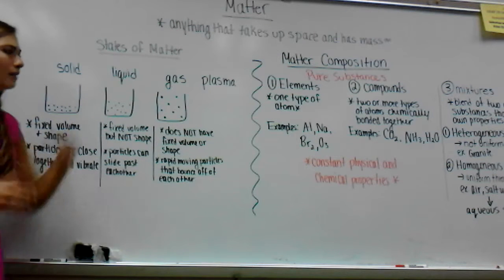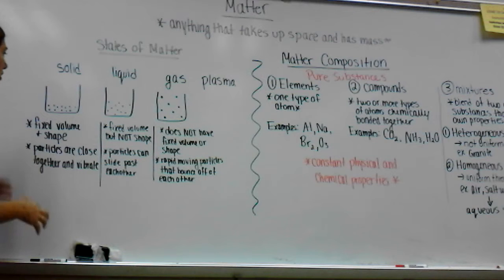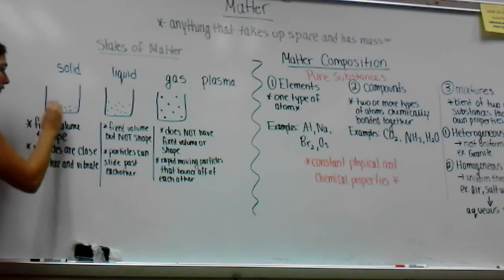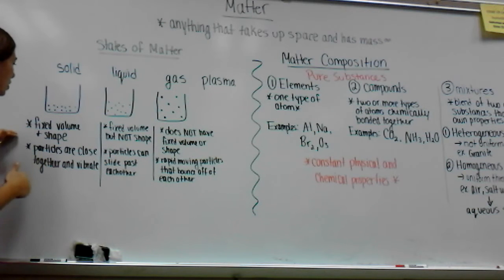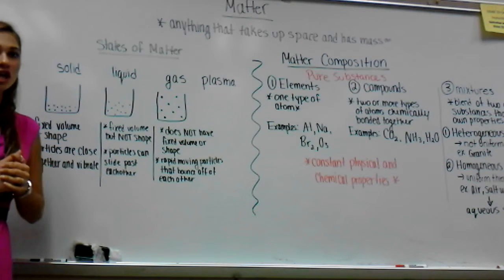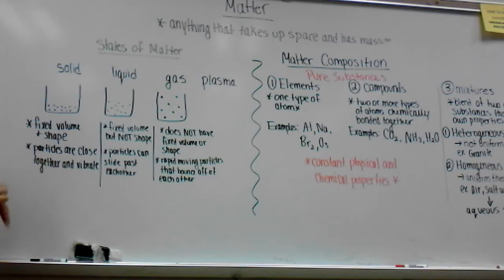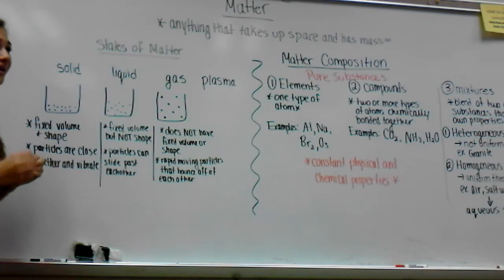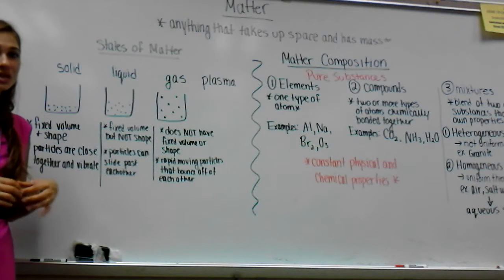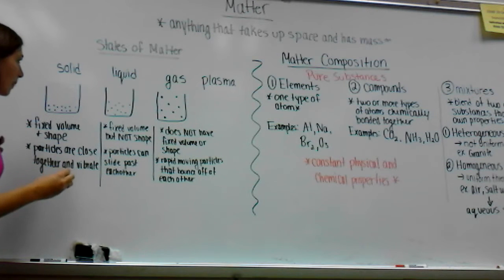Now I just drew up little diagrams here to show you what the molecules in solids, liquids, and gases look like. When we talk about a solid, we have all of our molecules really condensed down close to each other. We do have a fixed volume and shape, so that cannot change for a solid. And particles are really, really close together. They're not moving very quickly. They're really not even moving at all. They're just vibrating back and forth.